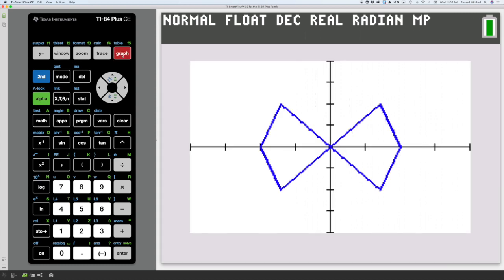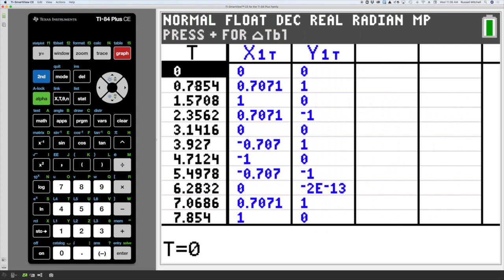Because the x values on our table weren't working. There we go. Okay, so this is pi over 4, and that's my x and my y. This is 2 pi over 4, which is pi over 2. And there's my x and my y, and so on, right? And so we can see, when you see this, okay, that's really close to being 0. So this would be like 0, 0, okay? And 6.28 is 2 pi, right? Right there is 2 pi. So it's 0, 0 again, okay?